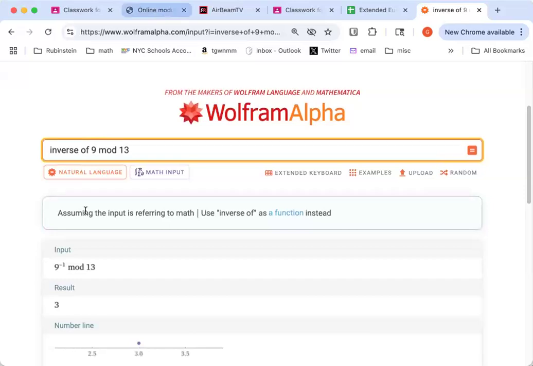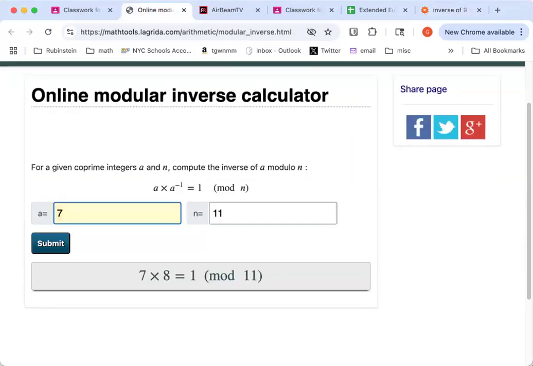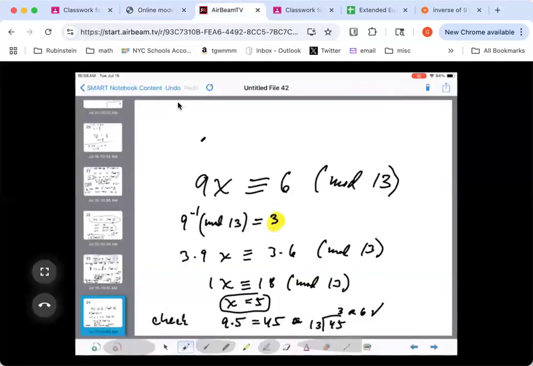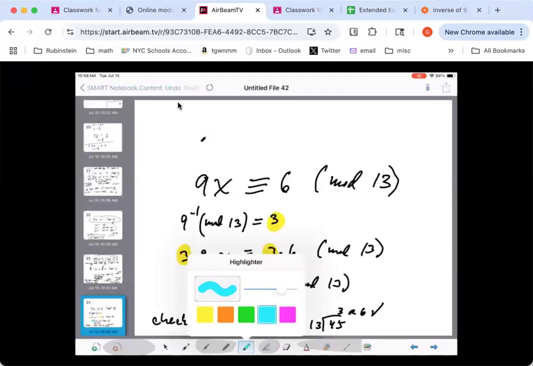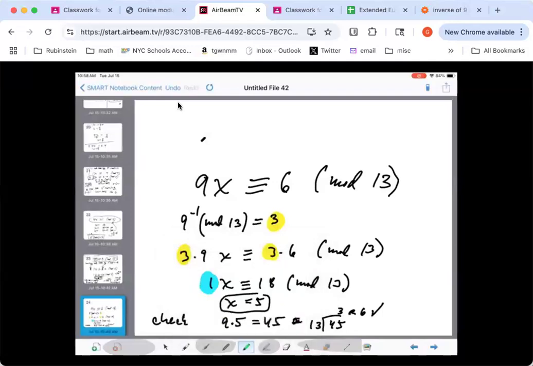Anyway, this one's really good, 9 and 13. Or you could just say 9 times 3 is 27, and 27 is 1 more than 26. Either way, multiply both sides by that 3. This 9 turns into a 1 now, because 3 times 9 mod 13 is 1. And the 18, it's not that the 18 is wrong, but we want to cut this number down to size. So do 18 mod 13 also, and 5 is the answer.